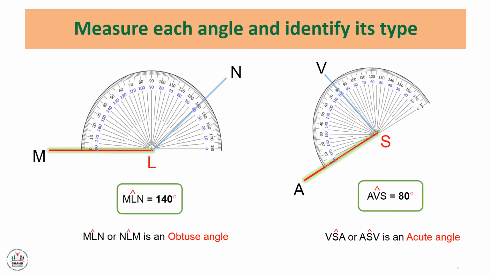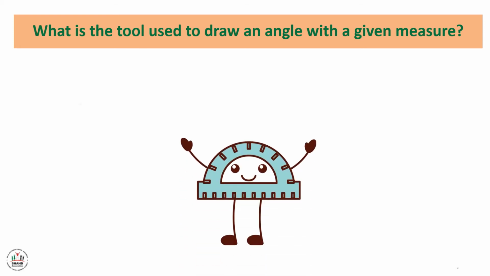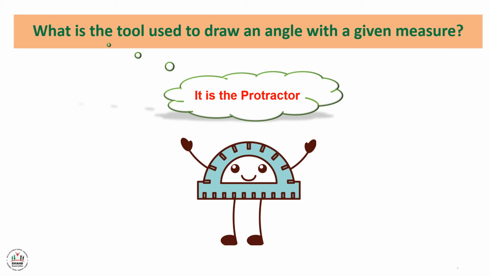So VSA or ASV is an acute angle because it is less than 90 degree. Now, what is the tool used to draw an angle with a given measure? It is the protractor.